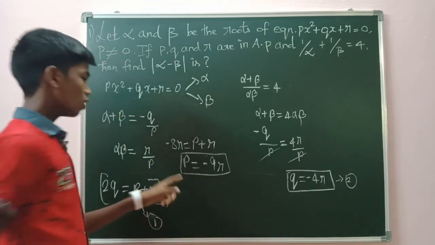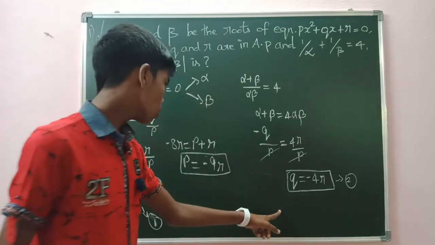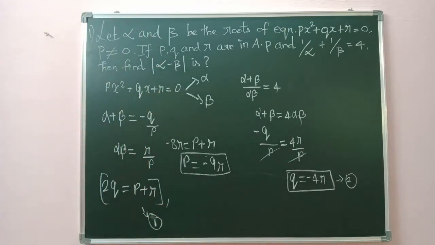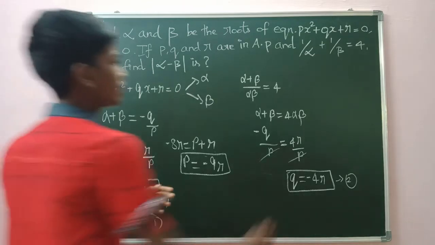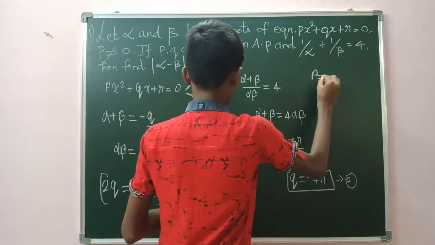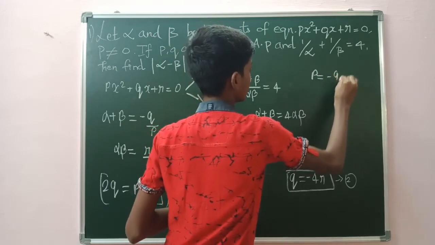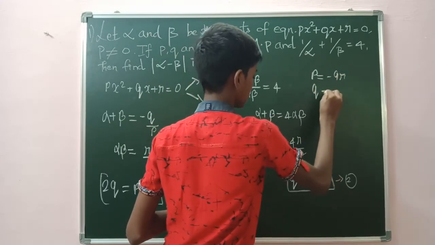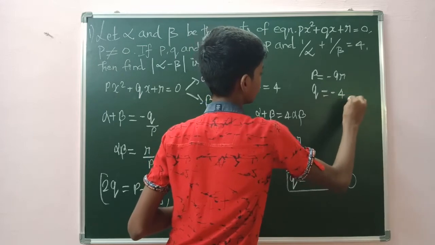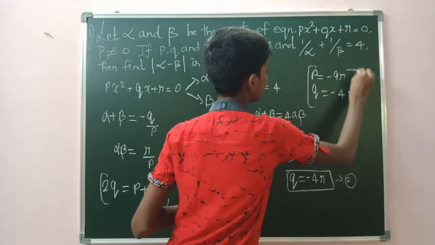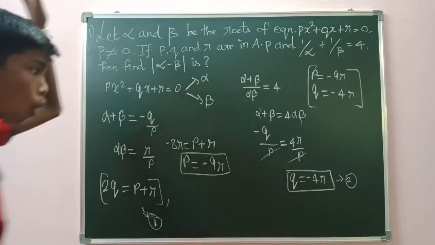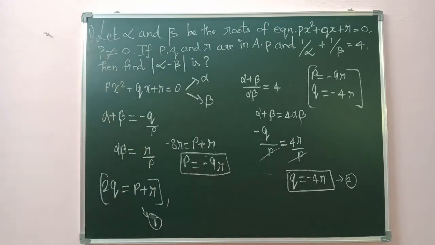So I know the value of p, I know the value of q, and nothing is left out. Finally, we arrived at these values. Your p is minus 9r, and your q is minus 4r. These two values we got just by using all the relationships and all the things given in the question, and that is how we should apply it.